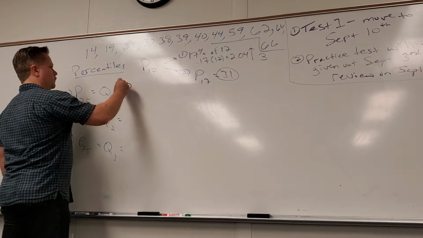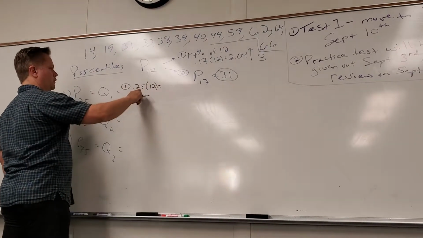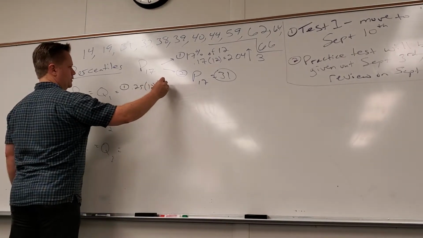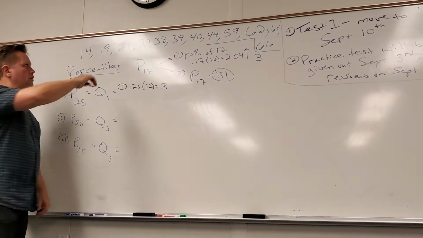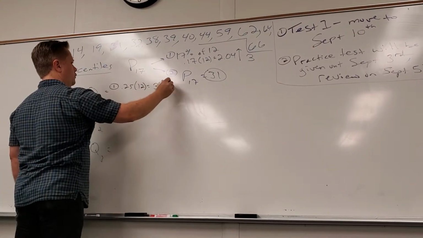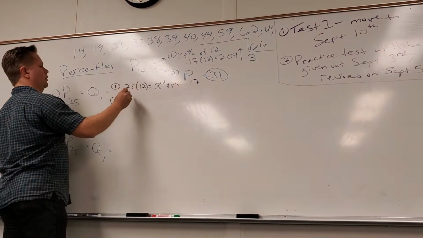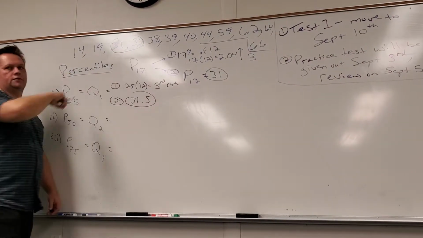So first step is 25% of 12, which is better known as 1/4 of 12, is 3. You got a whole number, that means you take that one and the next one. So take third and fourth, average those together. Average of those two is 31.5. It's right in the middle of those two.